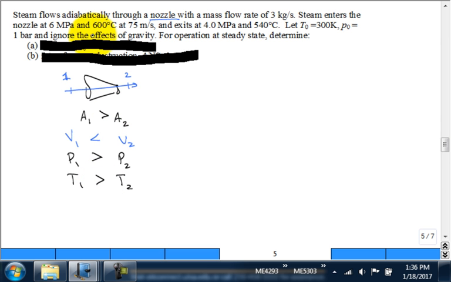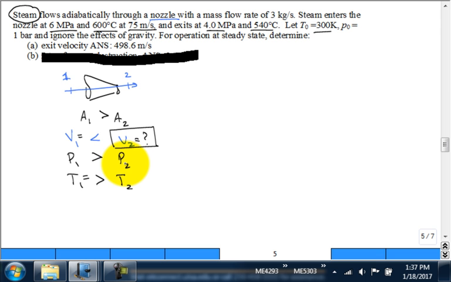I think I look at all the information given. They give us the speed coming in, 75 meters per second. They give us the temperature coming in, 600. They give us the pressure coming in, 6 megapascal. It's steam, so it's water vapor. And then they tell us dead state temperature and dead state pressure, ignore effects of gravity. And then for part A, steady state operation, what is that exit velocity V2? How do I find that exit velocity V2?